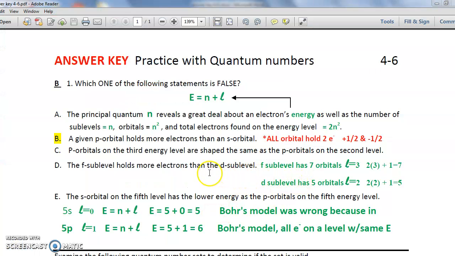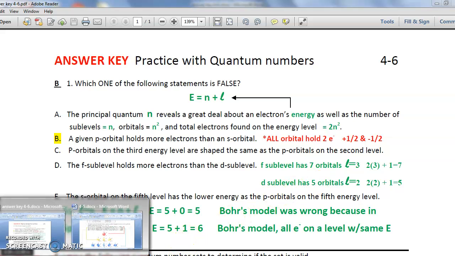What about letter D? The f sublevel holds more electrons than the d. It does. The f sublevel has 7 orbitals. How do I know that? Well, when you're in the f, your second number is a 3. Remember the formula. 2 times 3 plus 1 is 7. When you're in the d, the second number is a 2. 2 times 2 plus 1 is 5. The d has 5. The f has 7.